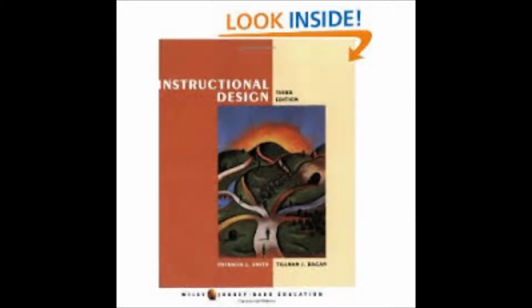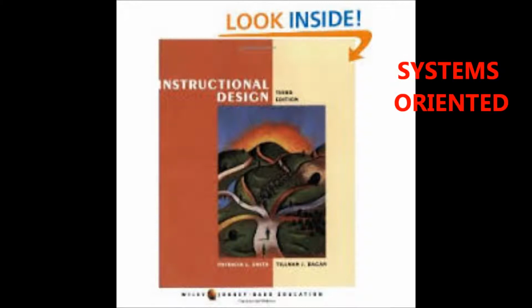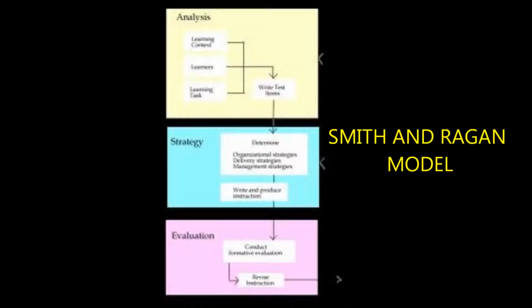First, we're going to focus on the Smith and Ragan model. The Smith and Ragan model has been classified as systems oriented. It's best suited for large amounts of instruction, such as designing an entire course of curriculum. So, if you're doing any online classroom design and you're doing it for an entire course, then maybe the Smith and Ragan model will be best for you.